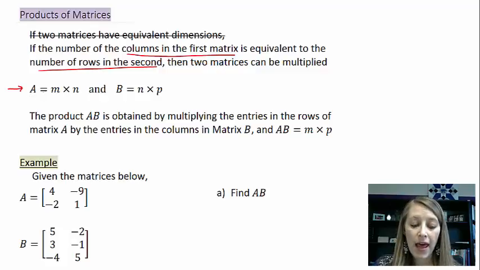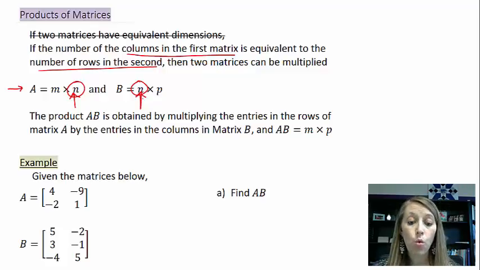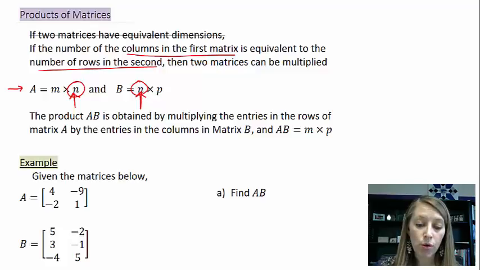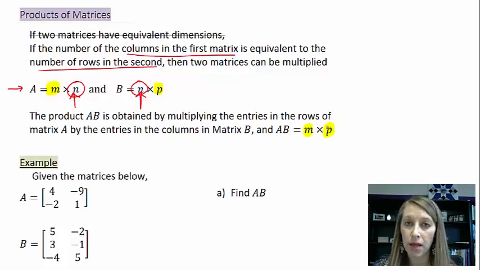So if A is m rows by n columns, and matrix B is n rows by p columns, I need this and this dimension to match up. So this number of columns needs to match this number of rows. Then, when I do that, I am going to end up with a matrix of dimension m times p. So notice my product here is dimension m times p.